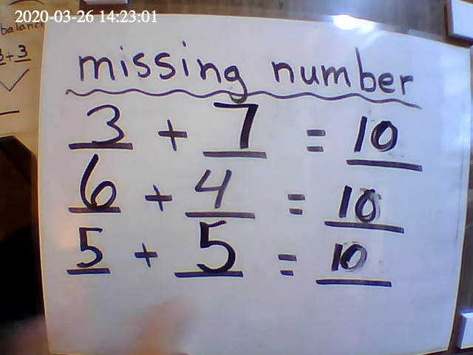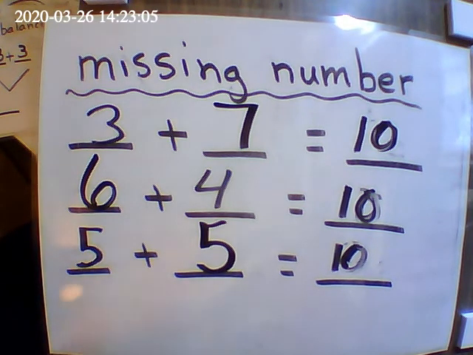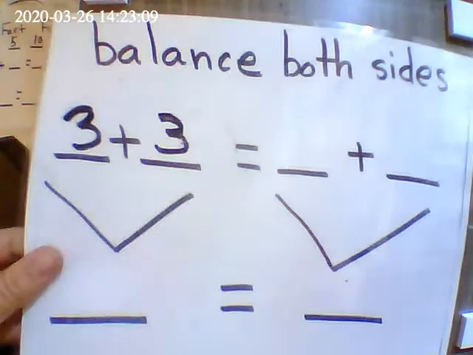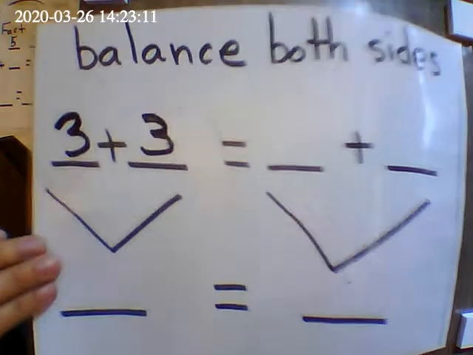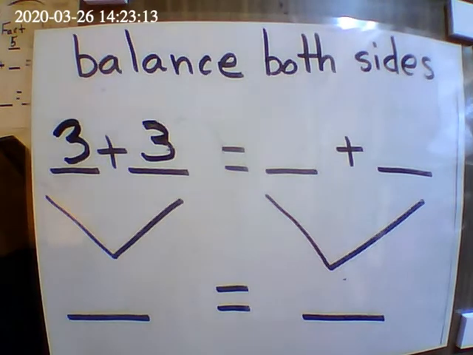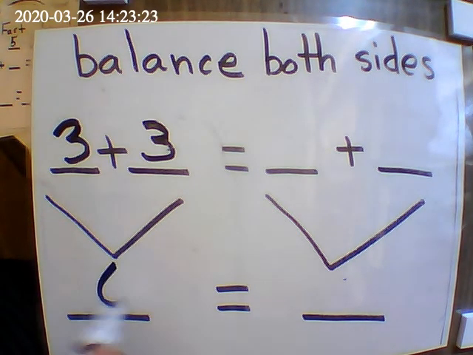It's a double fact. 2 of the same numbers added together is a double fact. So 5 plus 5 equals 10. Here we are on balance both sides. 3 plus 3 is also a double fact. It's a number that's adding to itself. So what is 3 plus 3? And the answer is 6.